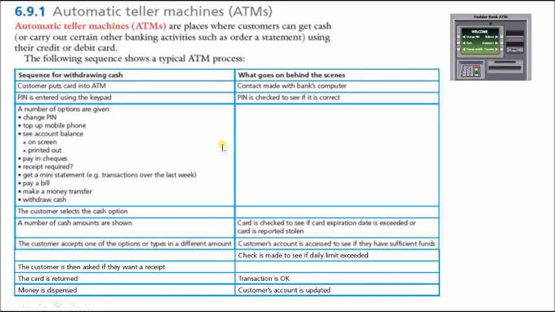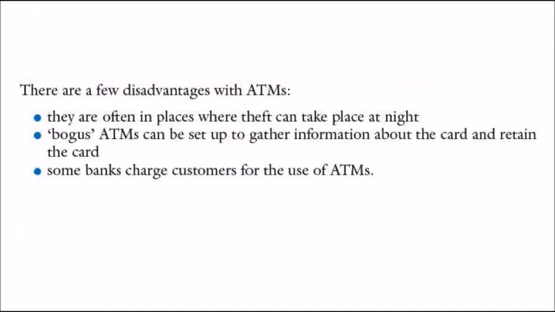Now this is how to use the automatic teller machine, or the ATM. Using the ATM has some disadvantages: they are often in places where theft can take place at night. Also, bogus ATMs can be set up to gather information about the card and return the card. Some banks charge customers for the use of ATMs.